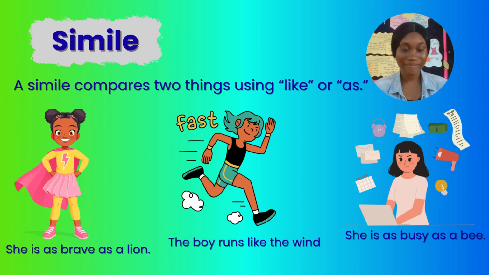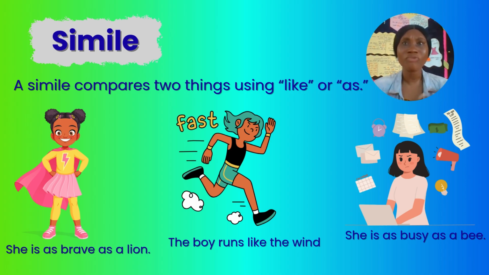Simile is simply a figure of speech that is used to compare things using like and as. So whenever you see a sentence or you hear a sentence and then you hear the word like or you hear the word as, what should come to your mind is that kind of sentence is a simile figure of speech. Let's look at some examples. The first one, she's as brave as a lion.